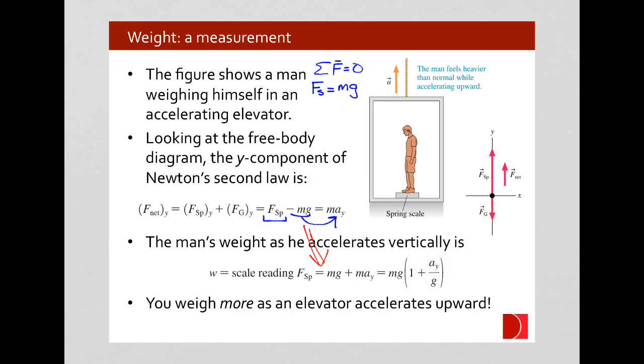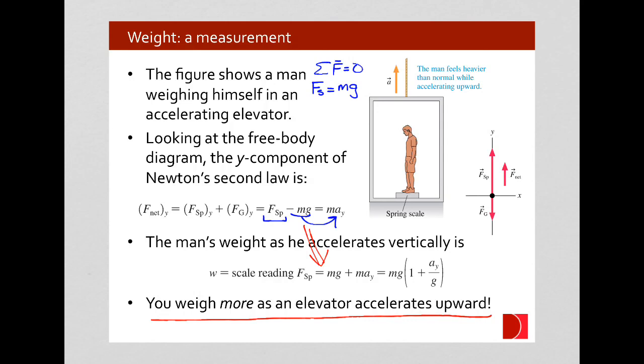And so in this situation, if the acceleration upwards is a positive number, that means that this is greater than 1, and your scale reading is larger, meaning you're heavier, you weigh more as the elevator accelerates upward. You notice this through the normal force, through what you feel in your body. So if you are accelerating upward, you feel heavier. That heaviness that you're feeling is the increased normal force pushing you up, balancing gravity, but also accelerating you upward.